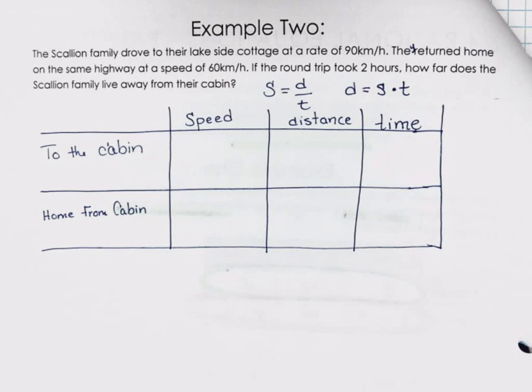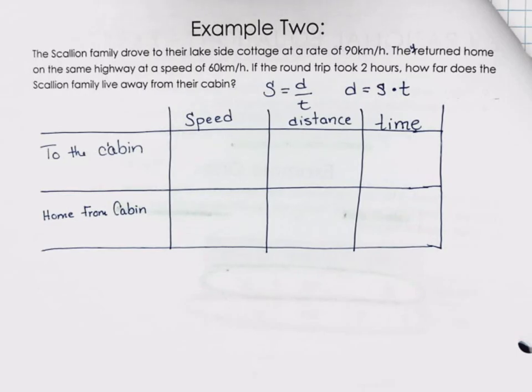Okay, that's the speed I'm traveling at. It took 1 hour to get there, it's 90 kilometers per hour speed. Okay, but it didn't take me 2 hours to get there. It doesn't say 1 hour, right? Because it's going to take me longer to get home from the cabin because it's in a snowstorm and I'm driving slower, right?